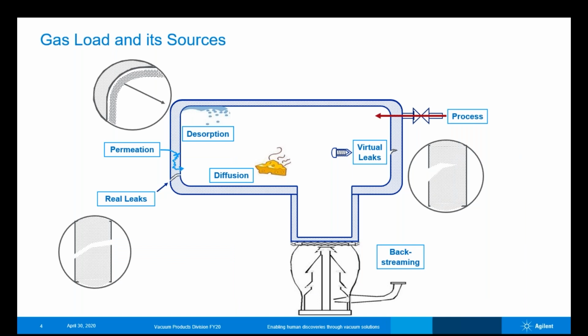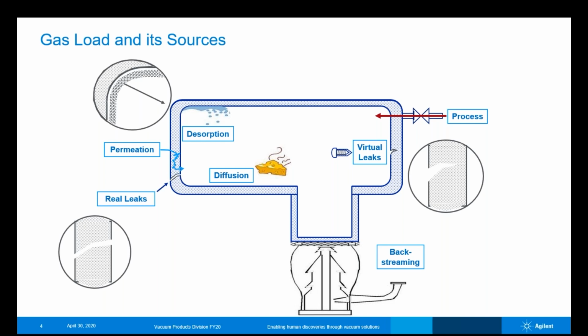So I've mentioned a little bit about some gas load sources. This would be sort of an illustration of an industrial vacuum system. So typically we have some sort of process gas shown up in the upper right of the graphic here. And then we have some of the potential sources of vacuum leaks or of gas sources that we need to deal with in our vacuum system.